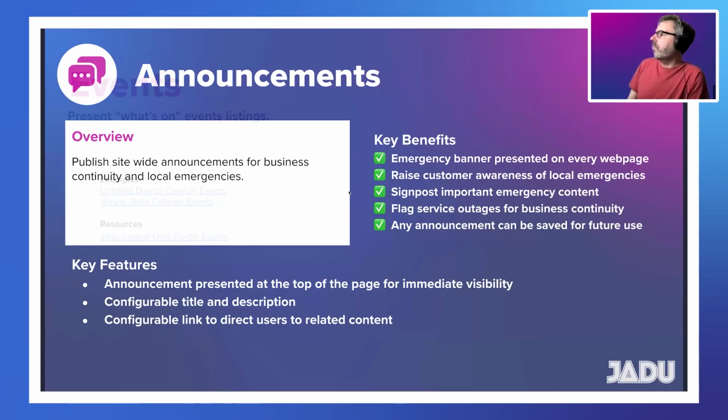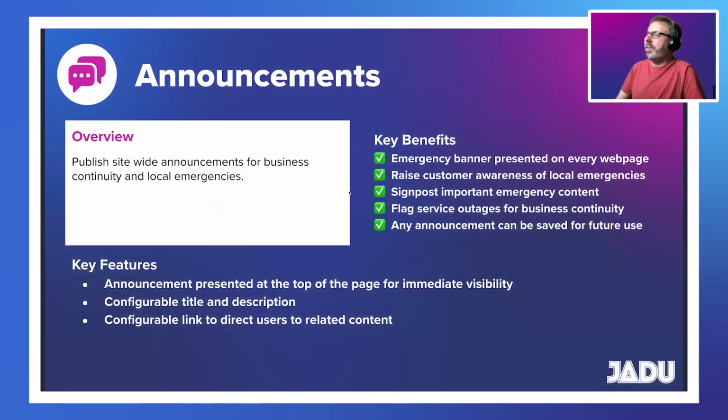So the last couple of content types we've got announcements. Announcements gives you the ability to publish site-wide announcements out of the box. So if you have something that happens that you need to make customers aware of for things like business continuity, then you can publish an announcement that will literally appear at the top of every page across the website.